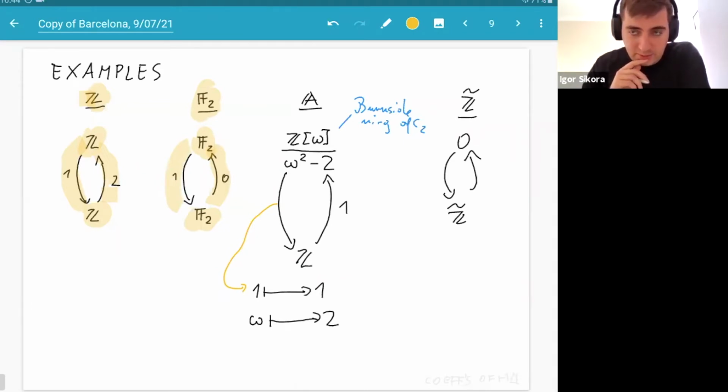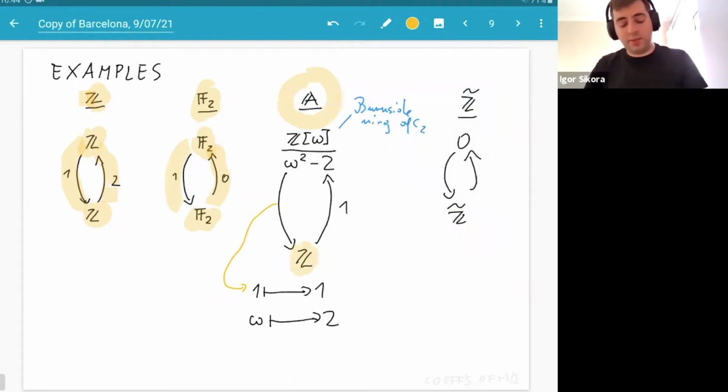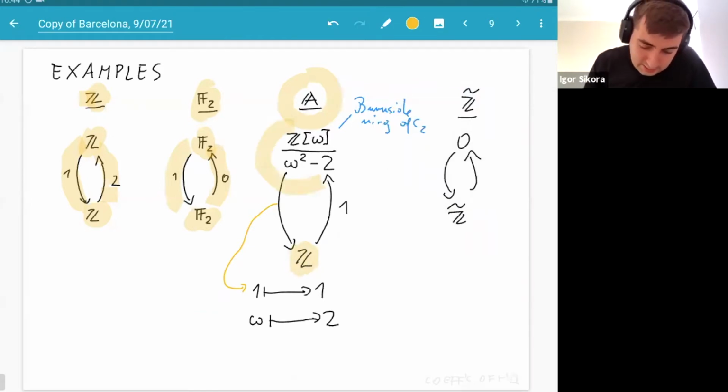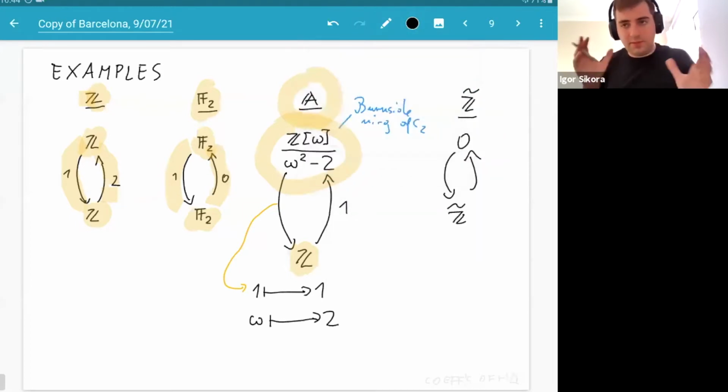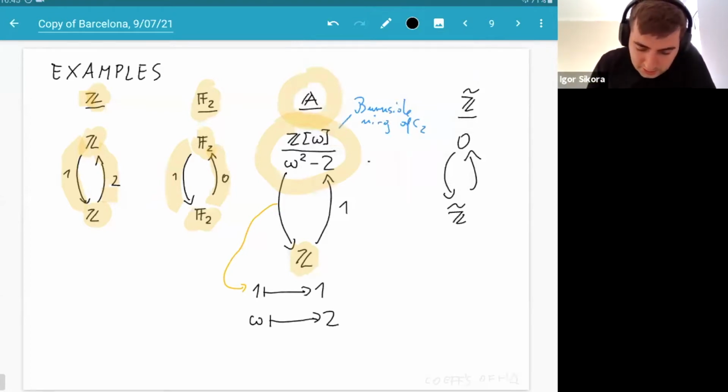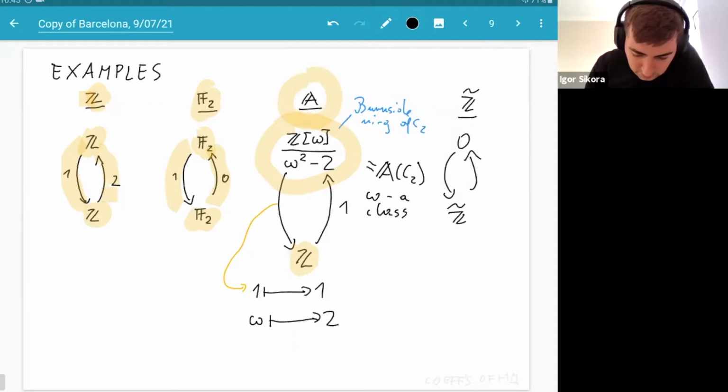The crucial example for us today will be the Burnside Mackey functor, which is given yet again by integers with trivial C2 action on the bottom level, and this ring on the top level. I gave it somehow in computational form, but really this is just the Burnside ring of C2, and omega is the class of C2 mod e in the Burnside ring.